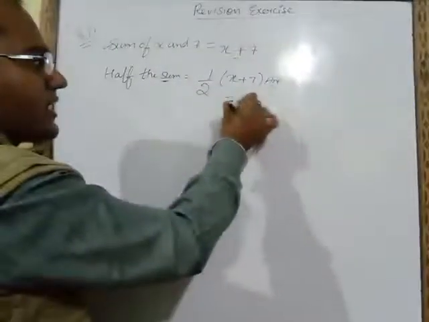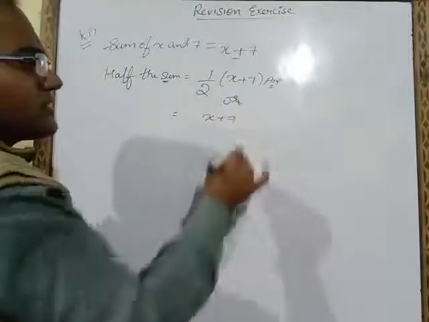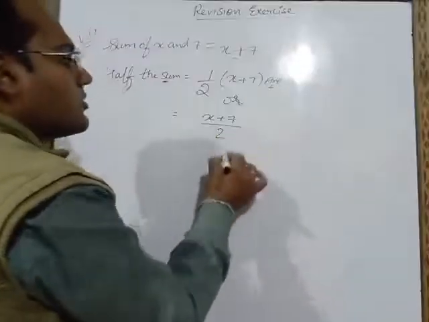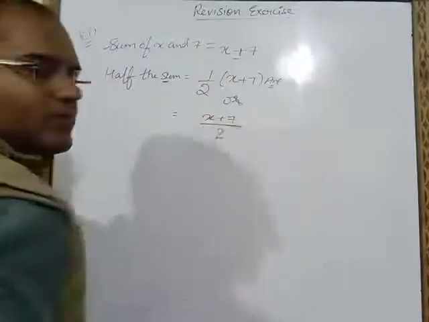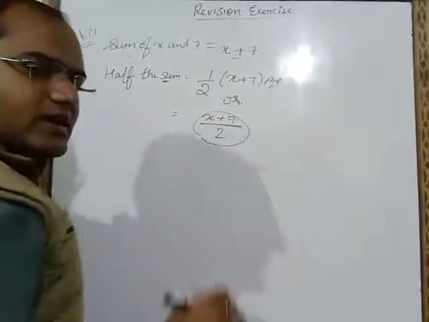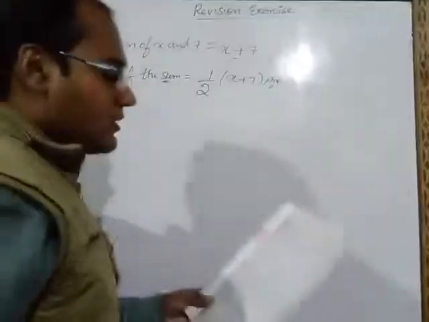Or you can write like this also. Sum of x and 7 means x plus 7. Half means upon 2, so in the full denominator you will take upon 2. Like this also you can write. Both the ways are correct. You can use either way. Now come to the next part. Second part.